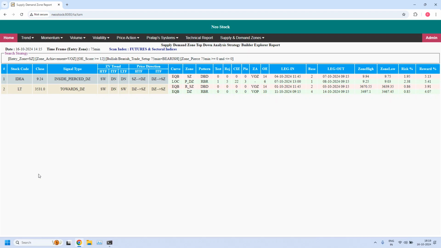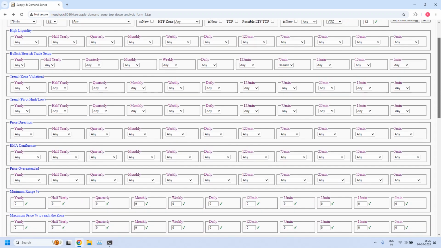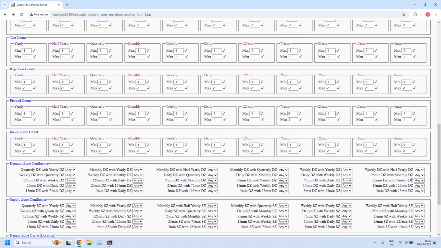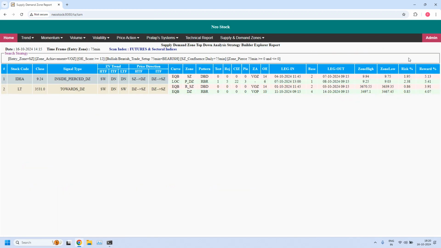So first let's look for LTF and ITF confluence. If any of these 75 minute supply zones are part of a daily supply zone, there could be a high probability setup. So I'm enabling the filter: 75 minute supply zone with daily supply zone confluence. Let's verify. Oh, both the stocks are having ITF confluence. That means both the stocks are having high probability.